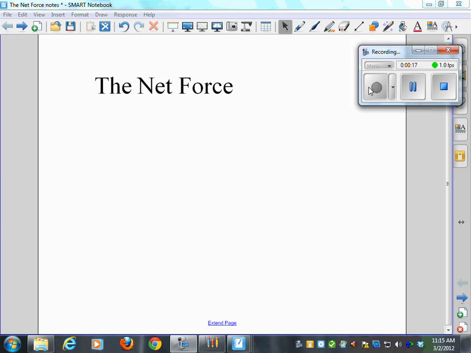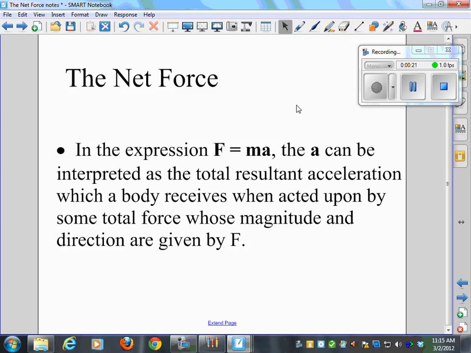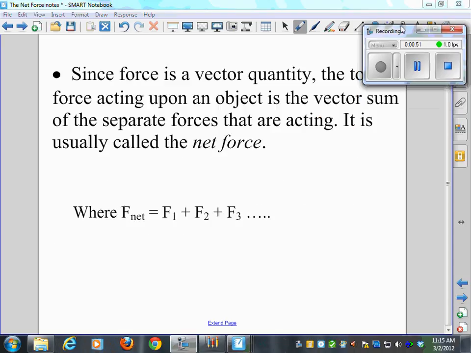Now, net force, we did in grade 11. It simply means the sum of all forces. So in the expression, and please don't write everything down, in the expression F equals ma, the A can be interpreted as the total resultant acceleration which a body receives when acted upon by some total force whose magnitude and direction are given by F. So the A is what you see, the resultant acceleration. It's what you observe, and that is created by the net force.